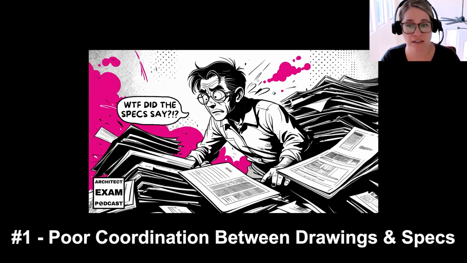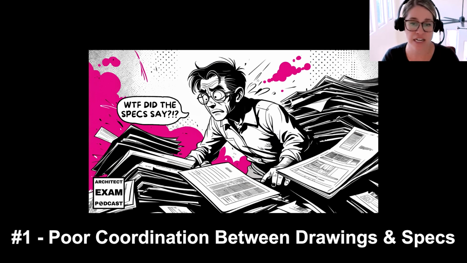It wouldn't have met fire rated requirements, and it would have led to issues during inspection, or even worse, it could have led to a safety issue and risk the building occupants' safety. So how to avoid this? The solution is simple, but it requires a lot of discipline. You need to cross-reference your drawings and your specifications during the document preparation.